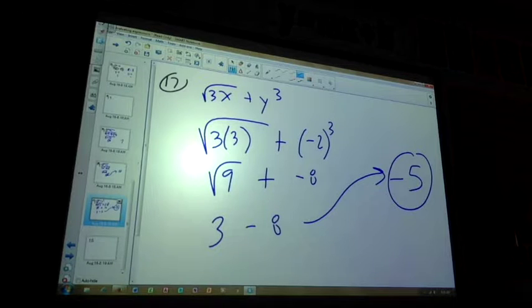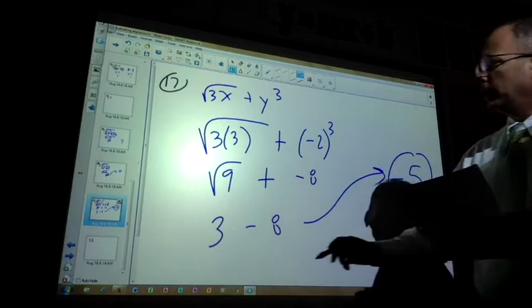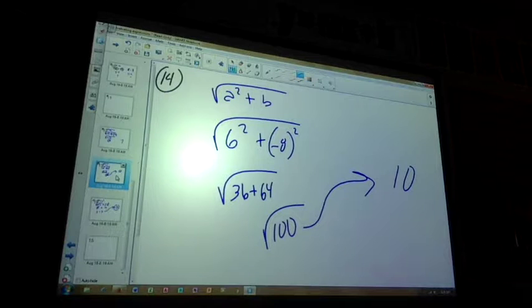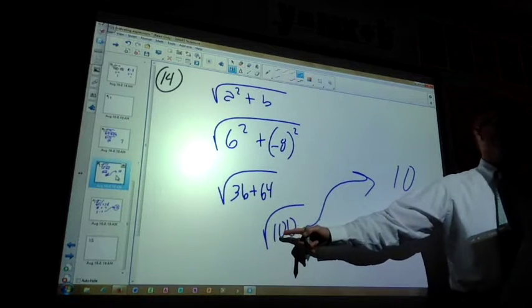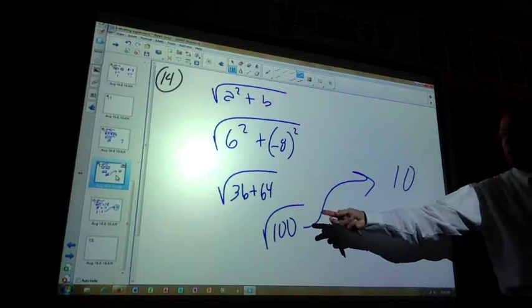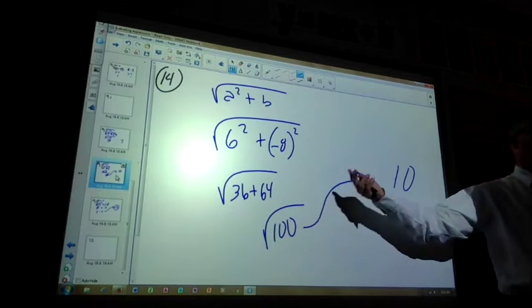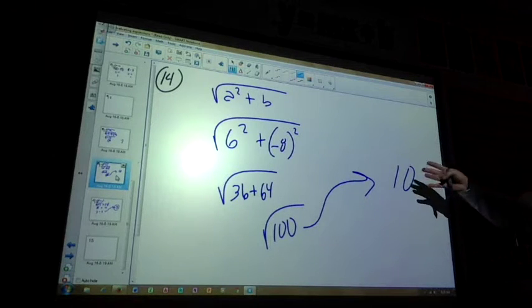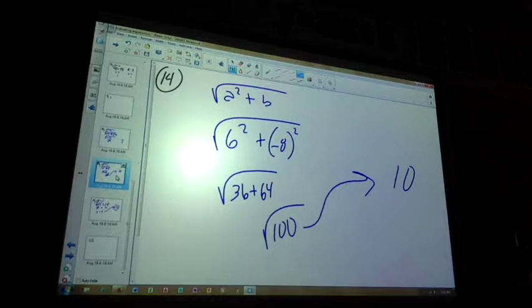All right? For number 14. Would you put the square root symbol over 10? No, because the square root of 10 is now undoing it. The inverse operation is taking place, saying what number times itself is 100? That would be 10, so that's already taken place. Okay. Is that okay?